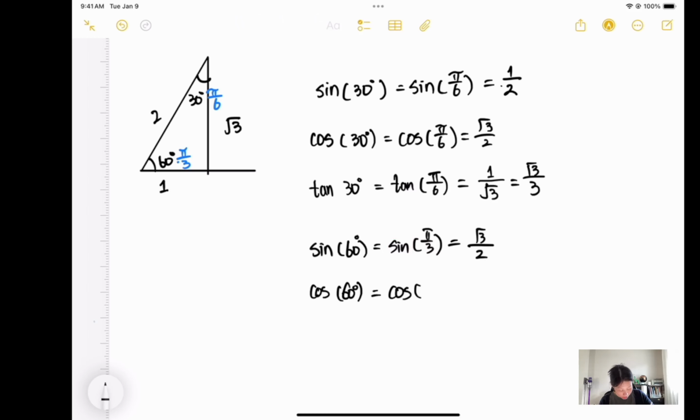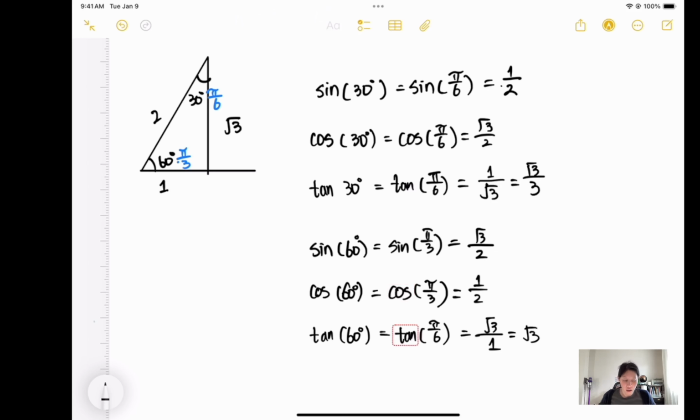It's equal to the cosine pi over 3. So this is equal to the adjacent side of the 60 degree, which is 1, over the hypotenuse, which is 2. And then tangent 60 degree is equal to tangent pi over 3, which is square root of 3 over 1, which simplifies to square root of 3. Okay, so here are the special angles, 30 degree and 60 degree, the sine, cosine, tangents.